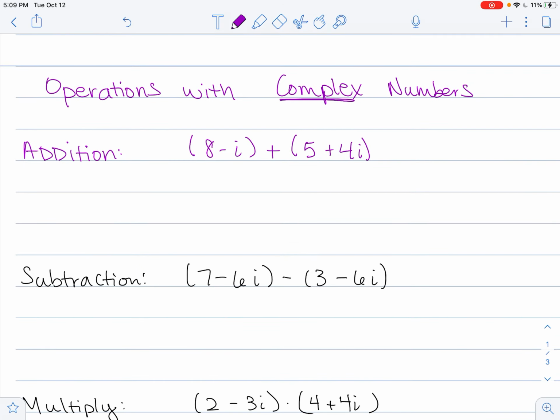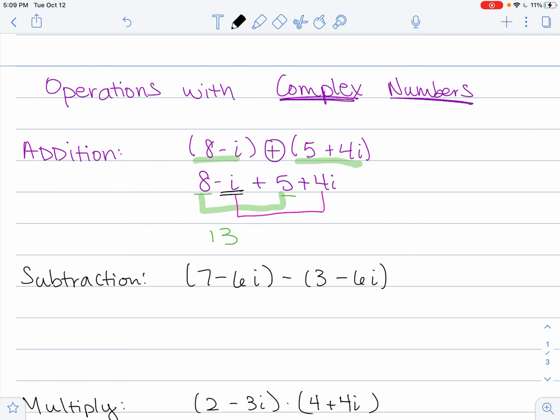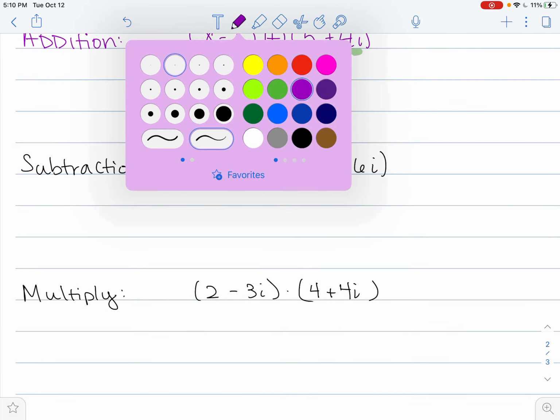So how do we do operations with complex numbers? With addition, we have one complex number plus another complex number. Pretend like these are just like terms. Because this is adding, we can just take our parentheses off, and we can combine like terms. We know 8 plus 5 is 13. And negative i plus 4i is like saying negative 1i plus 4i, which is a positive 3i. And this is in complex standard form, which means we always end with the i.